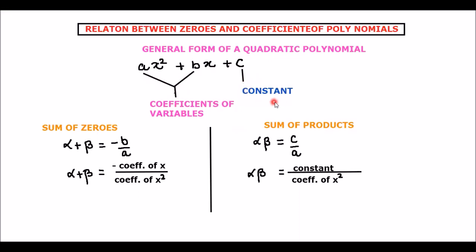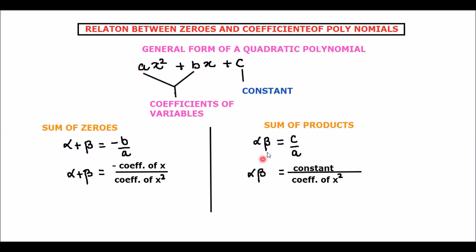Today we will learn what is the relation between the zeros and the coefficients and constant of the polynomial. If it is a quadratic polynomial, children, then the sum of the zeros, alpha and beta, which were the roots, is always equal to minus the coefficient of x upon the coefficient of x square. So this is minus b by a.